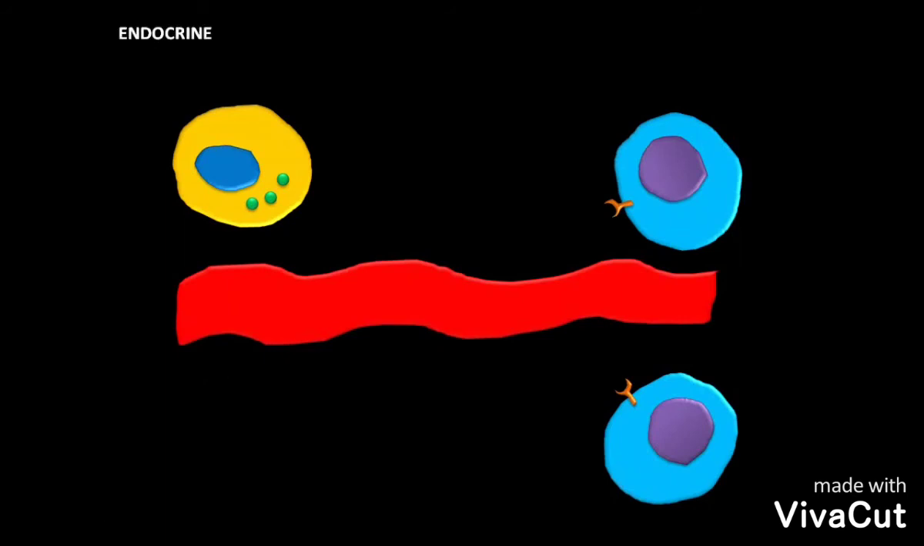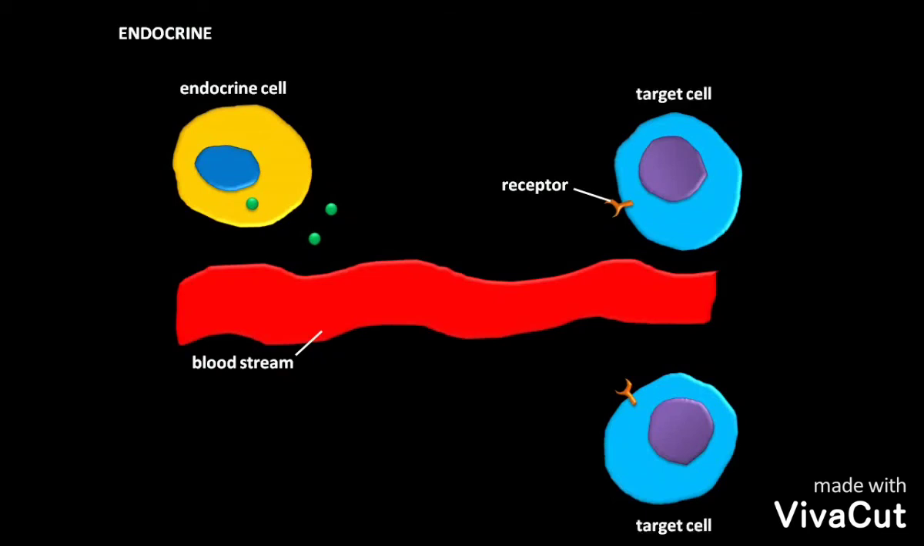Through this signaling, cells communicate over large distances. Here the endocrine cell secretes hormones into the bloodstream. These hormones travel through the bloodstream and are delivered to the extracellular matrix of the target cell. There, they bind to the receptors present on the target cell and activate them.